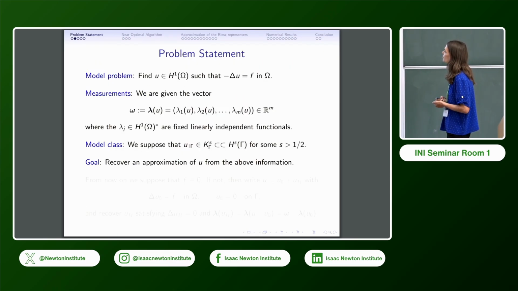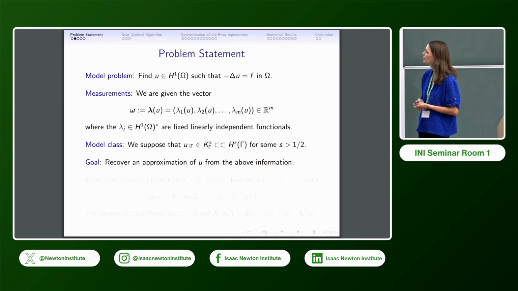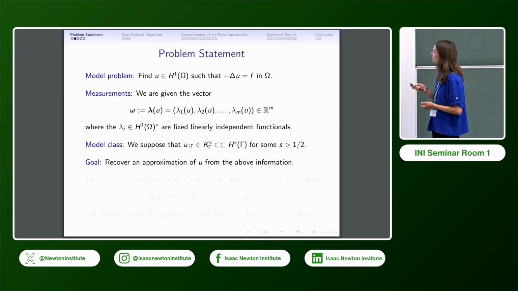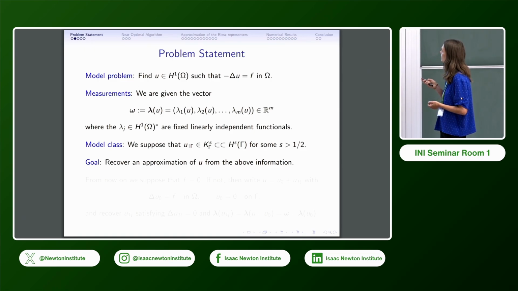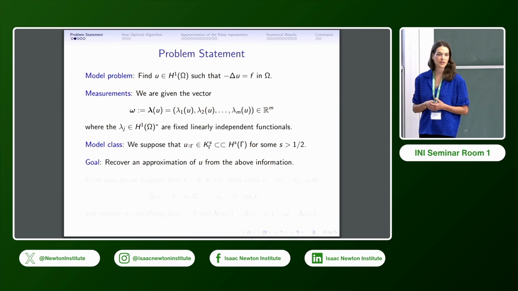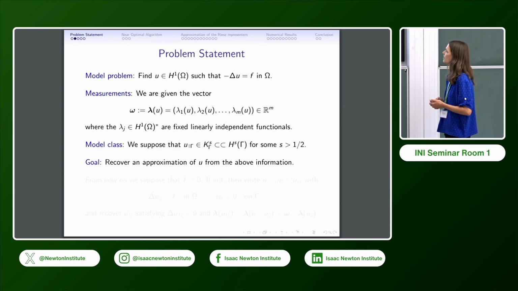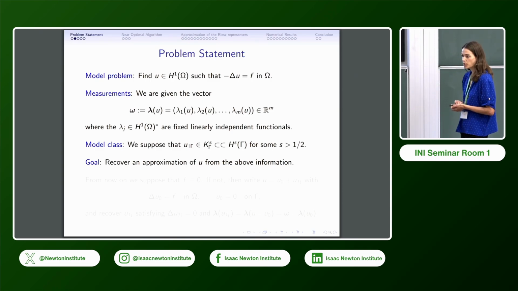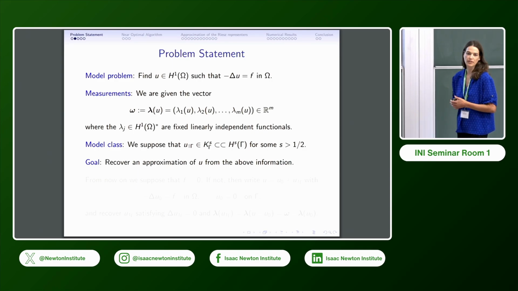So basically, we want to find a function u in H^1 that satisfies minus Laplacian u equals f in omega. Then we have access to some measurements. So we have this vector in R^m, which is lambda of u, which is m different functionals evaluated at the function u. These lambdas are fixed. I don't have the freedom to choose them. They are in the dual of H^1, and we assume that they are linearly independent.